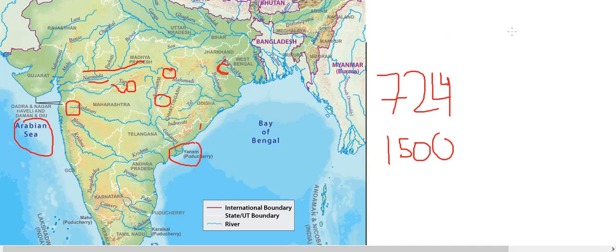Okay, and this river starts from Chhattisgarh, its flow also goes from Madhya Pradesh to Chhattisgarh and then Odisha, and it drains out here, you see, at the Bay of Bengal. So this is the area where it drains out.